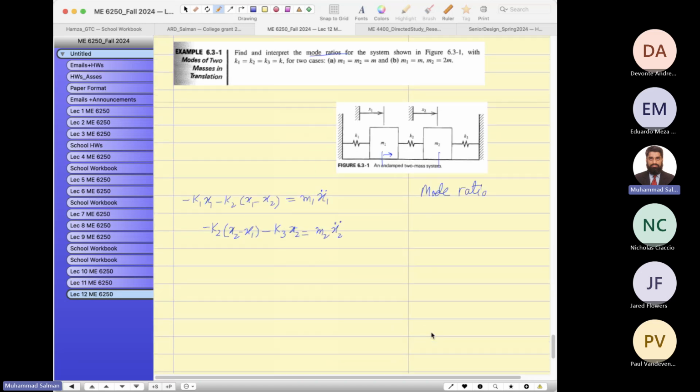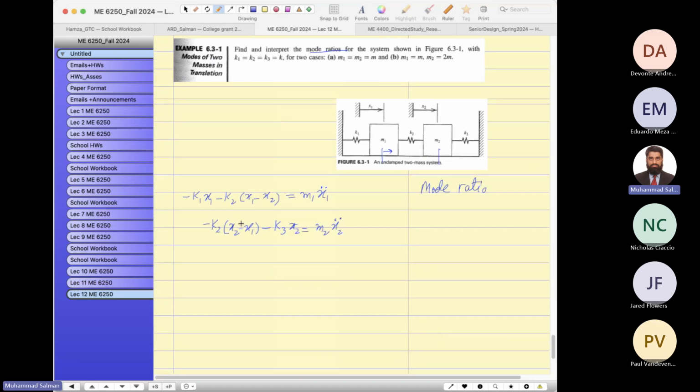What you have to do is assume that x1 equals a1 e to the st, which is simple harmonic motion. Let's plug it in these equations. So you're left with m1 s squared plus 2k, since the k values are the same, plus 2k.